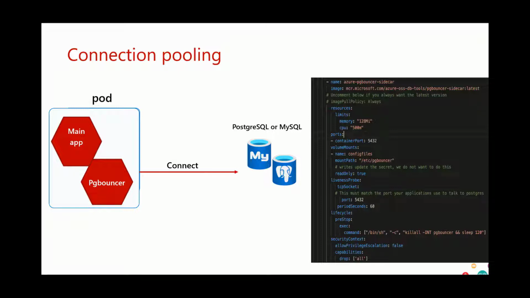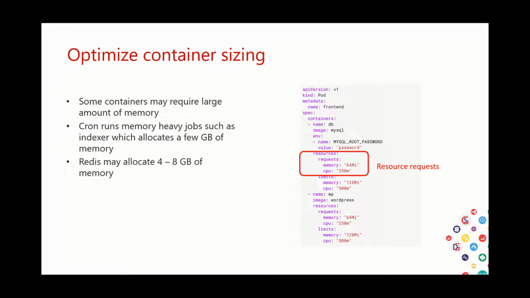This PG Bouncer sidecar runs with the application container in the same pod in the AKS cluster, and it provides the connection pooling proxy to the Azure database, whether it's PostgreSQL or MySQL. If the application container fails or restarts, the sidecar container will follow, providing high availability and connection resiliency with better performance. Some containers may require large amounts of memory, hence optimizing your container size is very important.